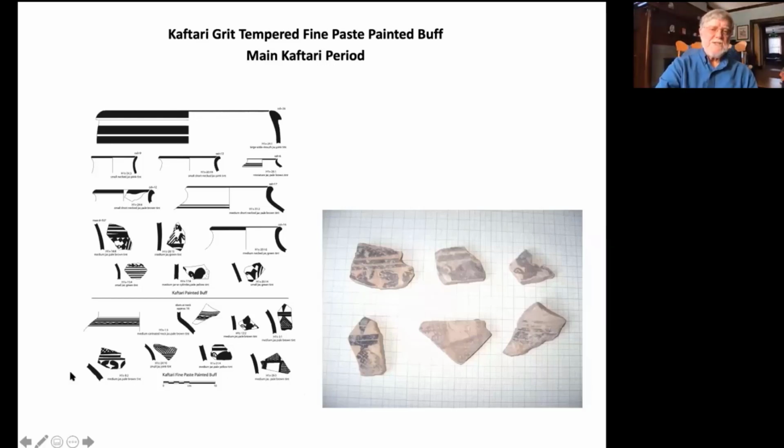And this set of drawings at the bottom of the page are the fine paste painted buff pottery. Up above are black on buff Kaftari. And so you can compare the birds.